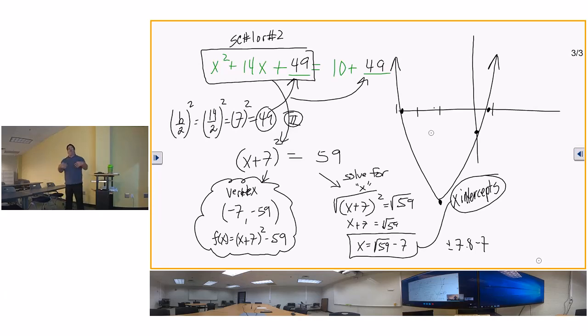We'll finish completing this. We're going to spend the whole class on completing the square next class. Because on a scale of 1 to 10 difficulty, this is a 1. By the end of the next class, I'll have you up to 10.